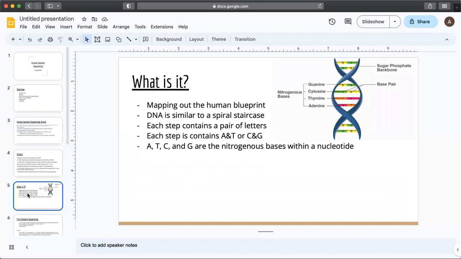So basically what they're trying to do is figure out in which order all of these letters go for 3.2 billion letters. It's quite a project. A, T, C, and G are the nitrogenous bases within a nucleotide. So there are 3 things that make up a nucleotide, and the nitrogenous base is a big part of it.